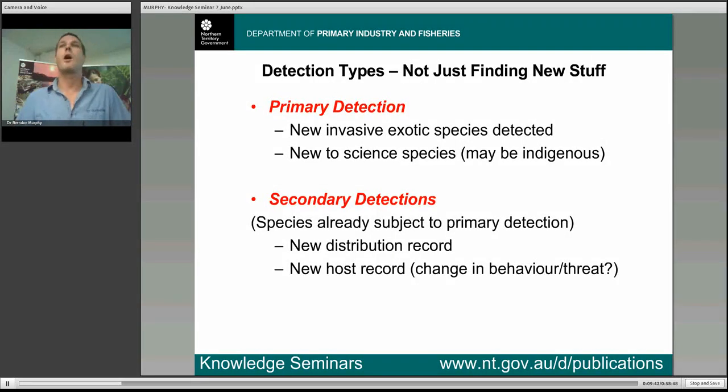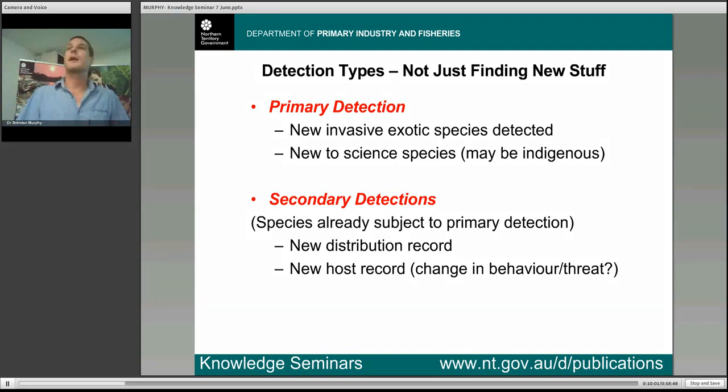So when we describe surveillance and what we do, we need to describe more accurately in terms of what sort of detections we're actually making. And these were described, I described these detections to try and clarify what we're achieving with one of our programs called high-risk site surveillance, which we'll talk about soon.